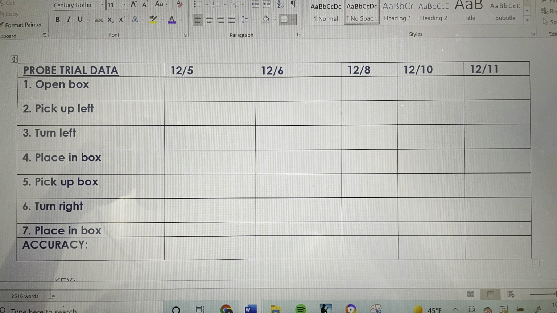So this is the data sheet that you'll use for the probe trials. You'll put a plus for the successful steps and a minus for unsuccessful steps. Since this is single opportunity, after you get one minus, the rest of the chain task will get minuses. Then you'll calculate the accuracy of how many pieces of the chain task were completed correctly and independently, and you put that at the bottom.